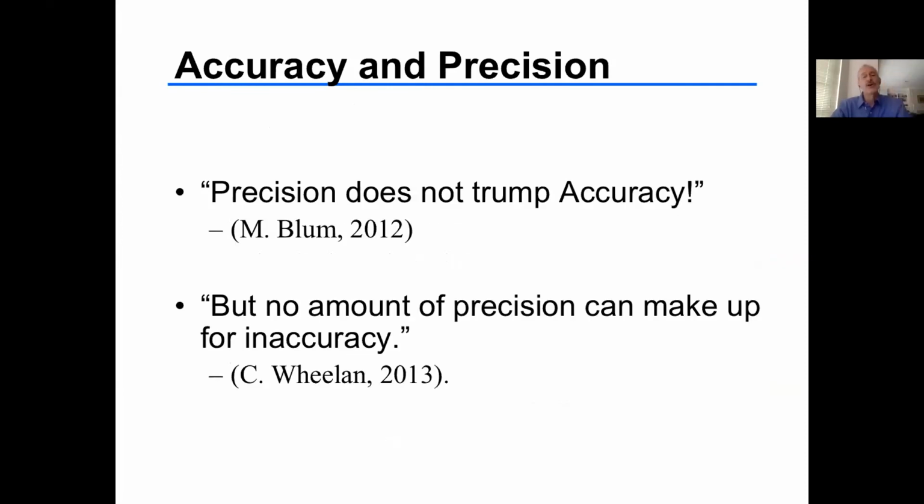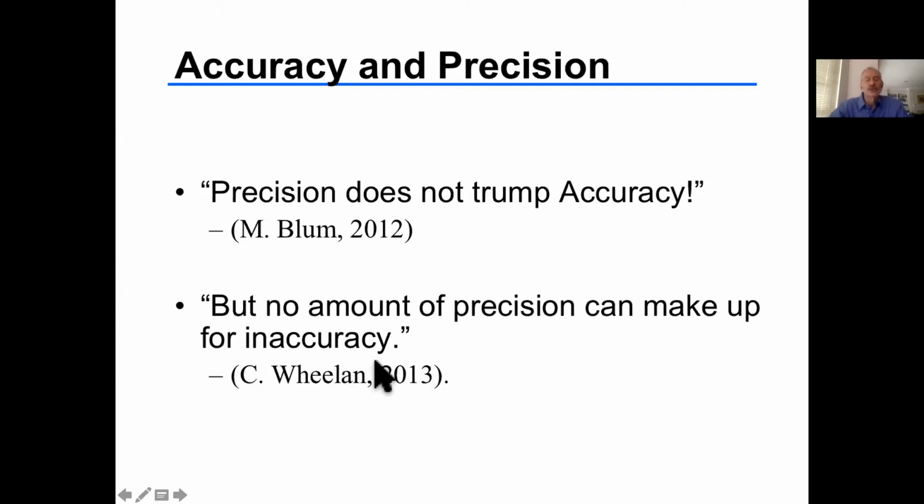But you need to know that precision does not trump accuracy. And this was told to me by Michael Blum in 2012. If you measured a Bragg reflection absolutely accurately, you would only need to know that one measurement, and you would be able to solve the phase problem of many difficult sulfur SAD structures, as long as you were accurate. But no amount of precision can make up for inaccuracy.